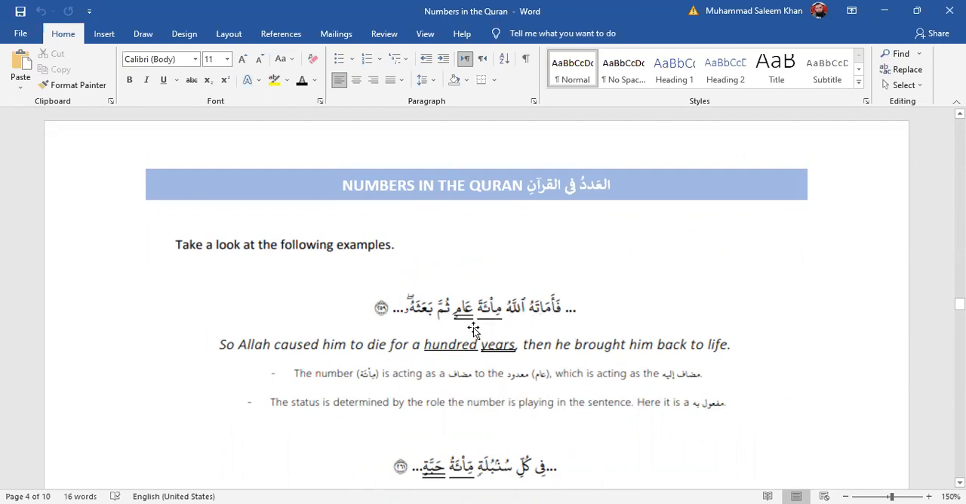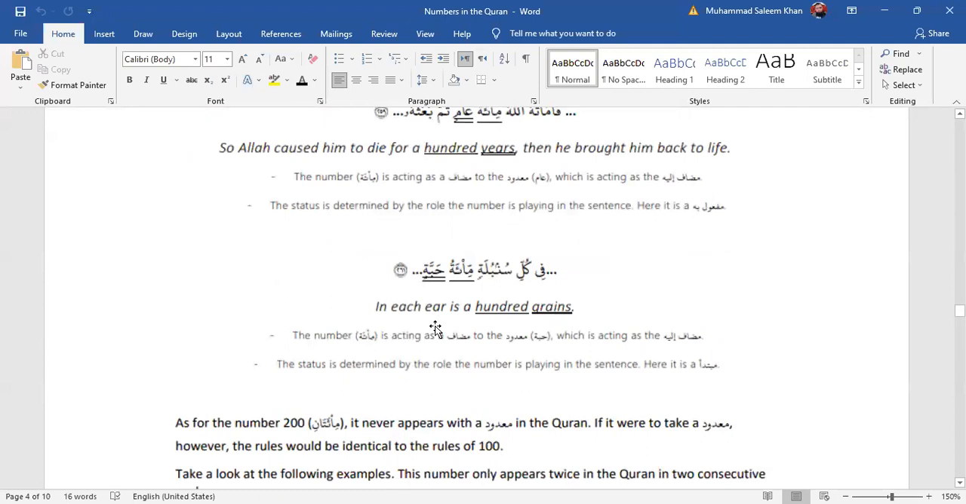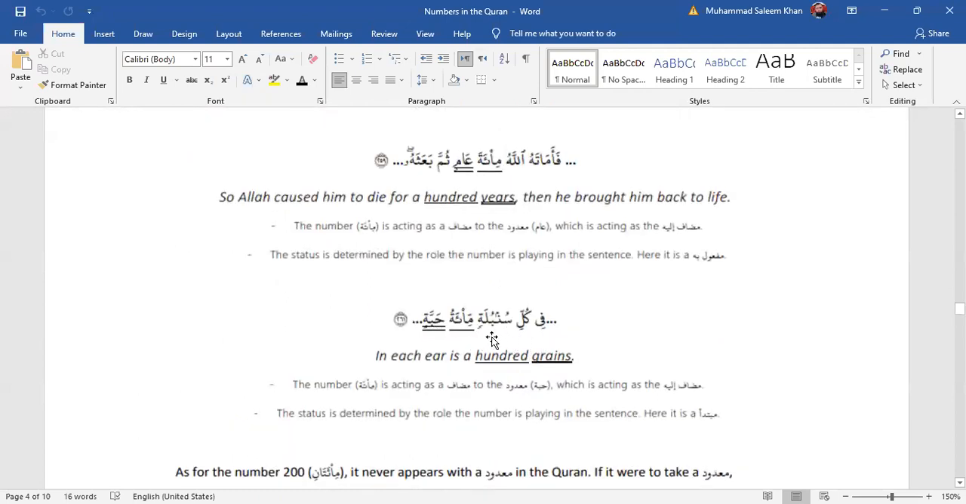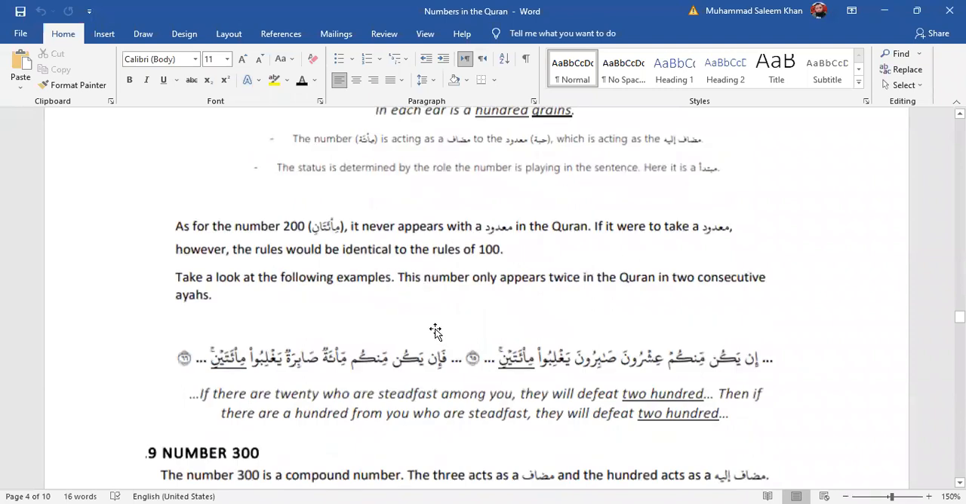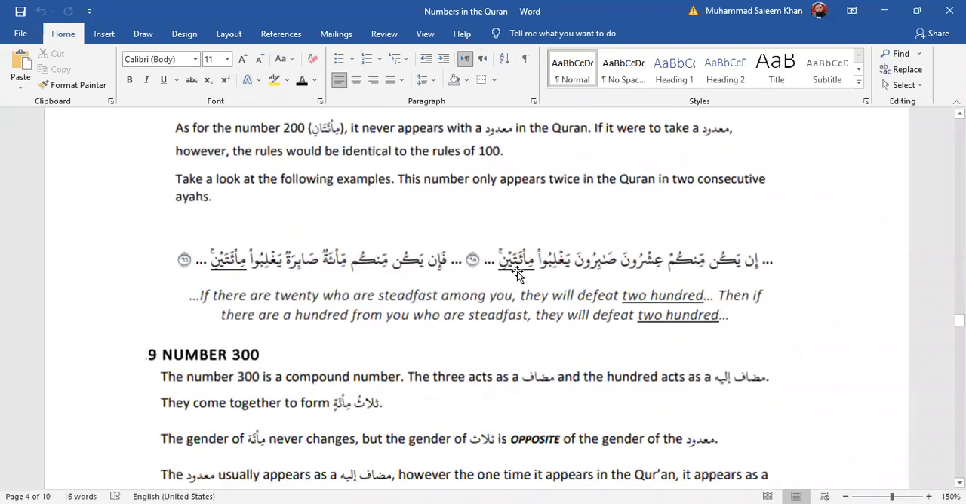فَأَمَاتَهُ اللَّهُ مِيَةَ عَامٍ ثُمَّ بَعَثَهُ. فَلَكُمْ لَبِثْتُمْ. And then we have فِي كُلِّ سُنْبُلَةٍ مِيَةُ حَبَّةٍ. And we discussed حَبَّةٍ as well. We discussed this yesterday as well. And now the use of مِيَتَانِ being used as مِيَتَيْنِ.